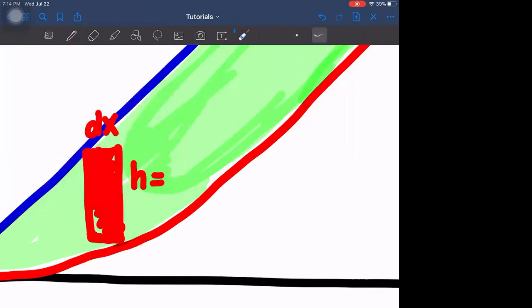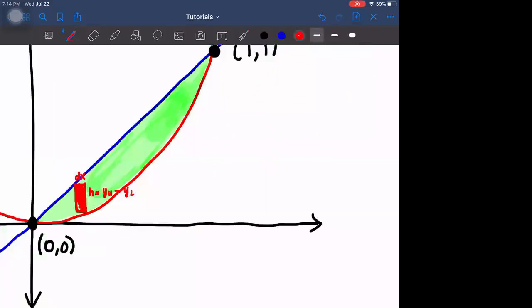Which curve is on top? It's always upper minus lower, okay? So it's always y upper minus y lower. And what is the curve on top? It's the line. So y of the line minus y of the parabola.